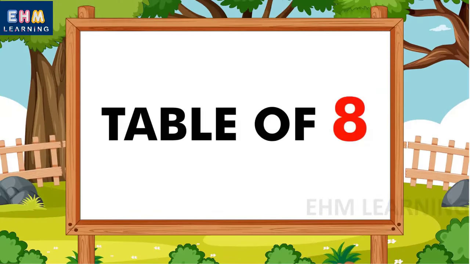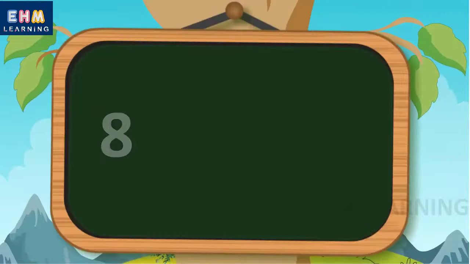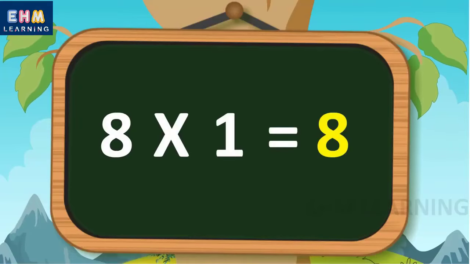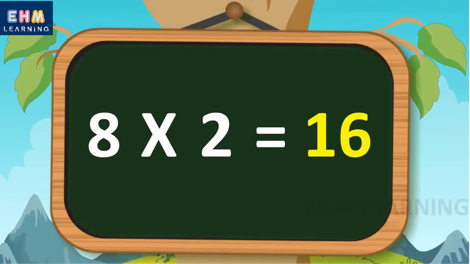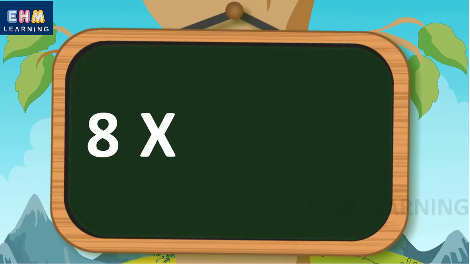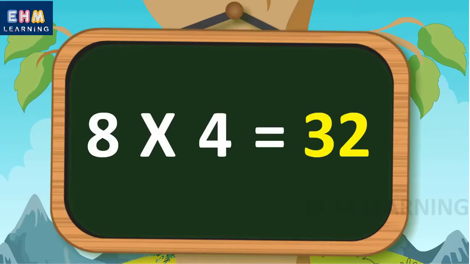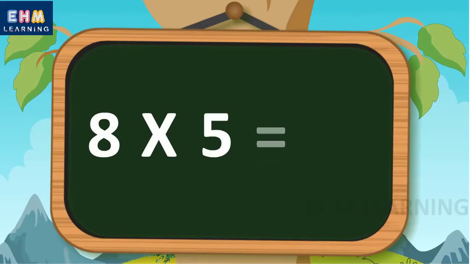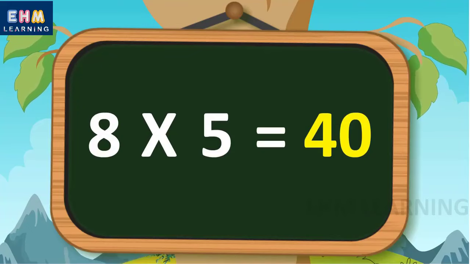Hello, children. Today we will learn table of 8. 8 ones are 8. 8 twos are 16. 8 threes are 24. 8 fours are 32. 8 fives are 40. 8 sixes are 48.